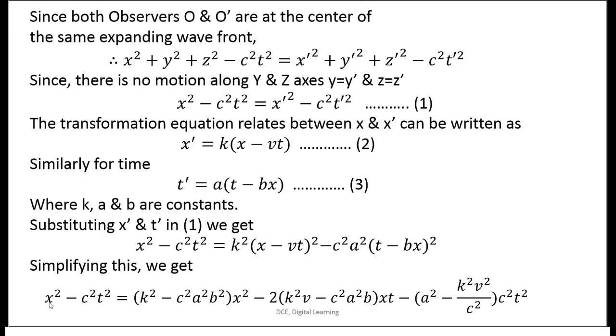Compare LHS and RHS. We have coefficient of x square 1 here, and here the coefficient of x square is k square minus c square a square b square. Here the coefficient of xt in the RHS is minus 2 of (k square v minus c square a square b), whereas on the left the coefficient of xt is 0. The final thing: the coefficient of c square t square is minus 1 here, and here it is minus (a square minus k square v square by c square).